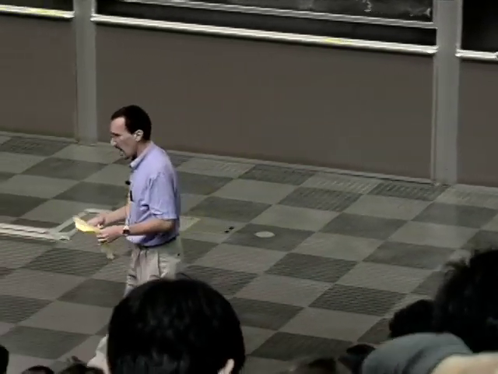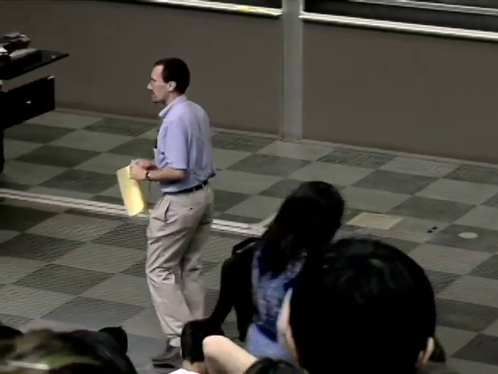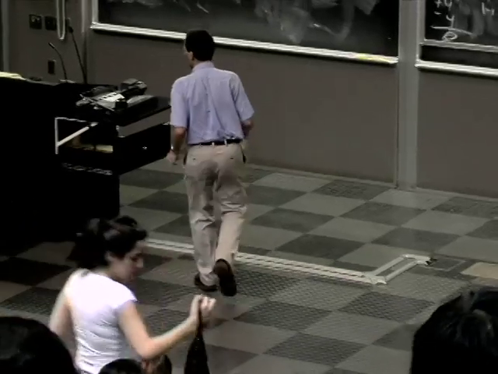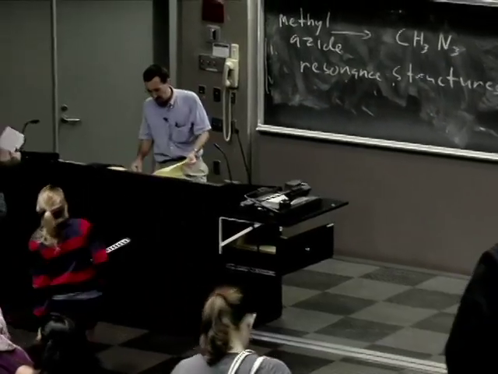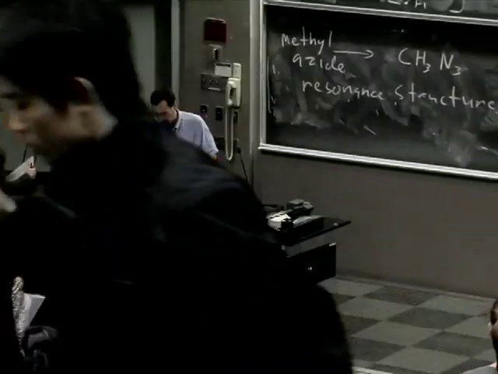All right, next time we will continue our discussion of structure and bonding. We will move on to ideas of different types of structures and curved arrows.